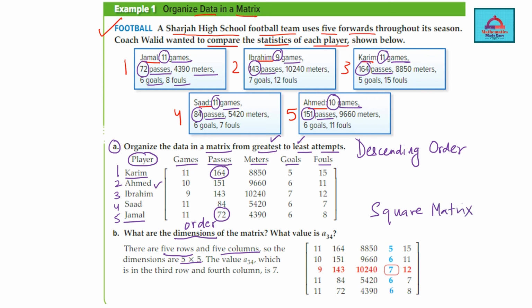Okay. Now, the last thing asked in the question, A34. If you name this matrix with a capital A, then the element at row 3, column 4 would be A34. So 1, 2, 3, and 1, 2, 3, 4. So 7 is the value of A34. If you've understood this question, I want you to take a few seconds to think about A45. What is going to be this element? I'll give you the answer in a few seconds.